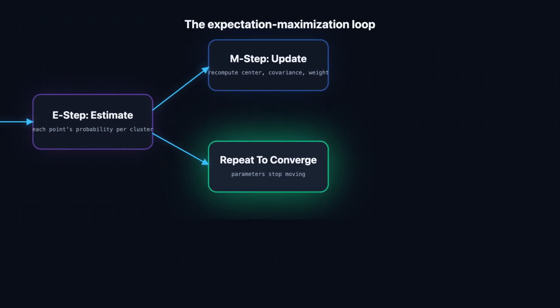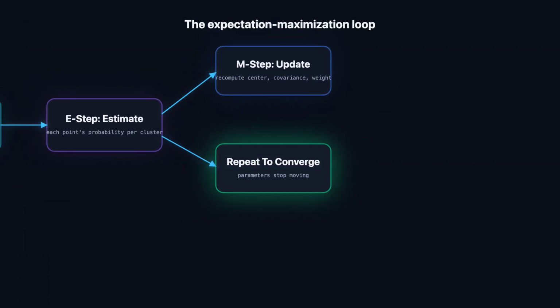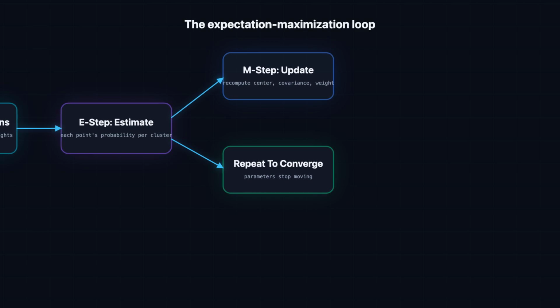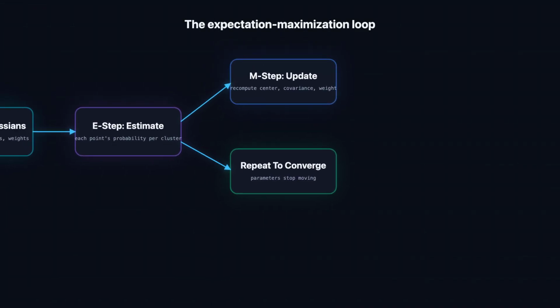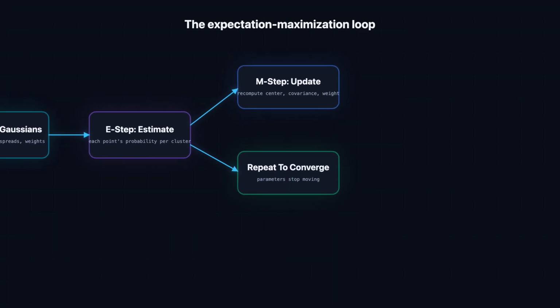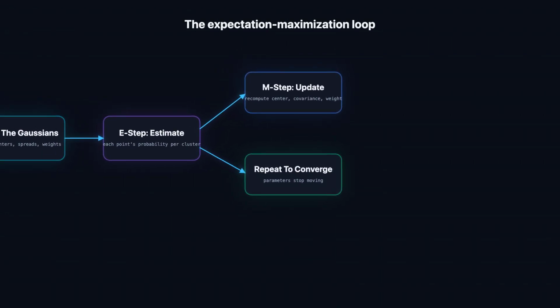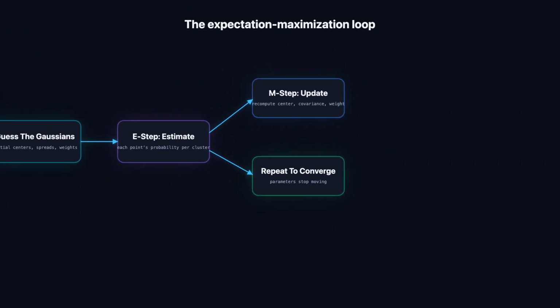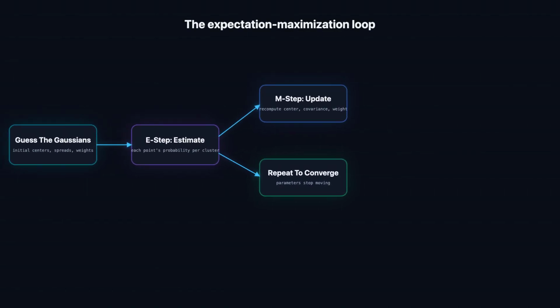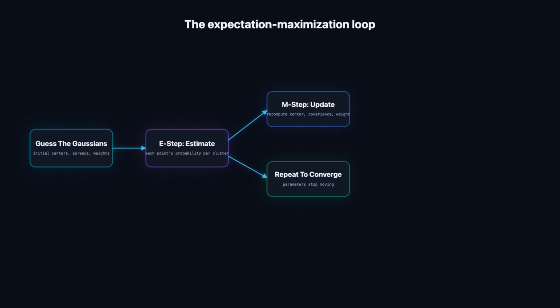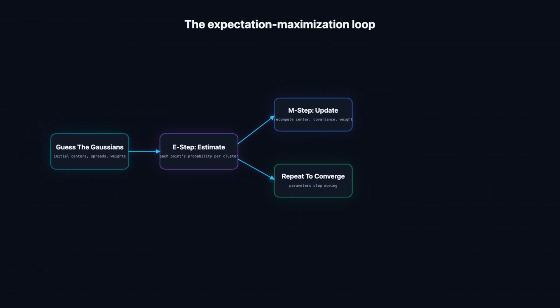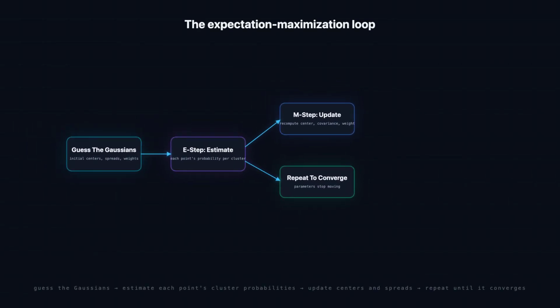Then simply repeat. Re-estimate the memberships with the improved Gaussians, update the Gaussians again, back and forth, and with every pass the fit gets a little better. After enough rounds the parameters stop moving, the loop has converged, and you're left with a set of Gaussians that describes the data and gives every point its soft cluster probabilities.